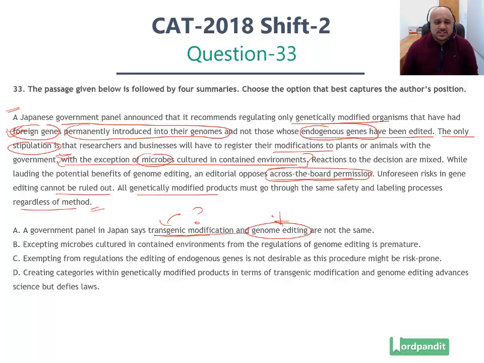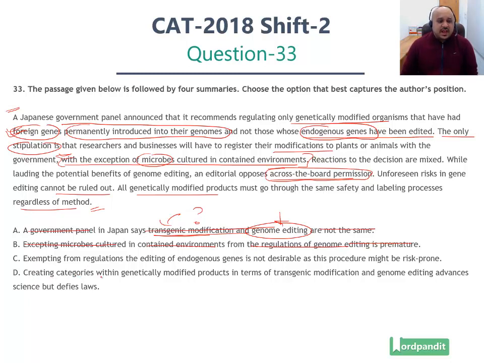Genome editing is a process, right? So transgenic modification would actually be using genome editing. Hence, this option actually logically does not make sense. Now, option number B, accepting microbes cultured in contained environments from the regulations of gene editing is premature. The problem is this passage is about foreign genes and endogenous genes and their editing, not about microbes cultured in contained environments. This is just an extra fact given to confuse you. Leaves us with two options.